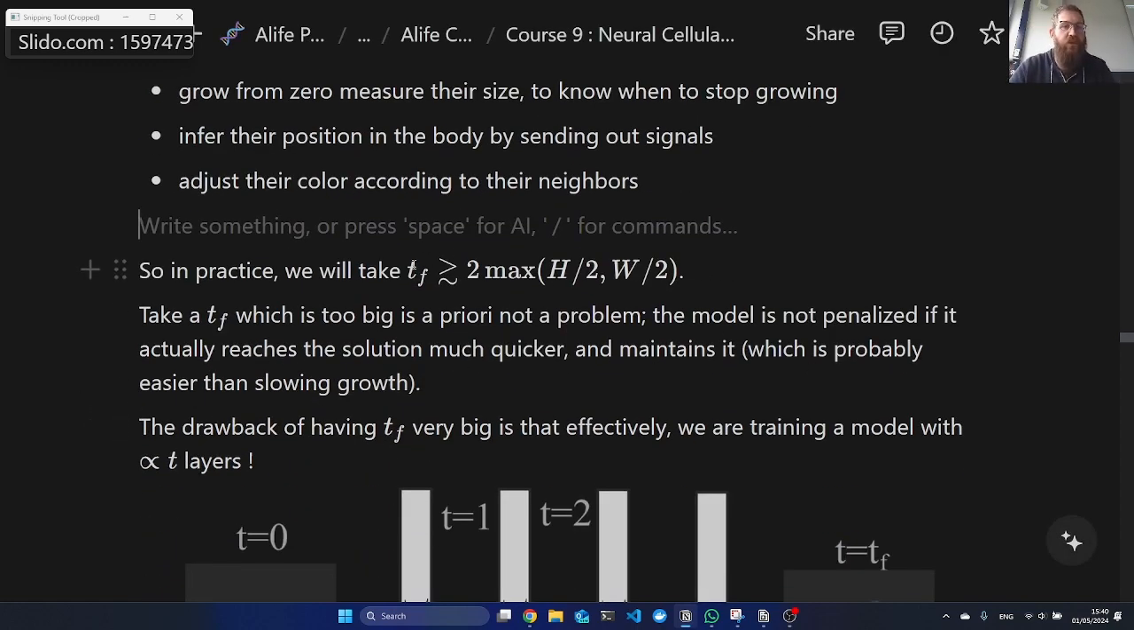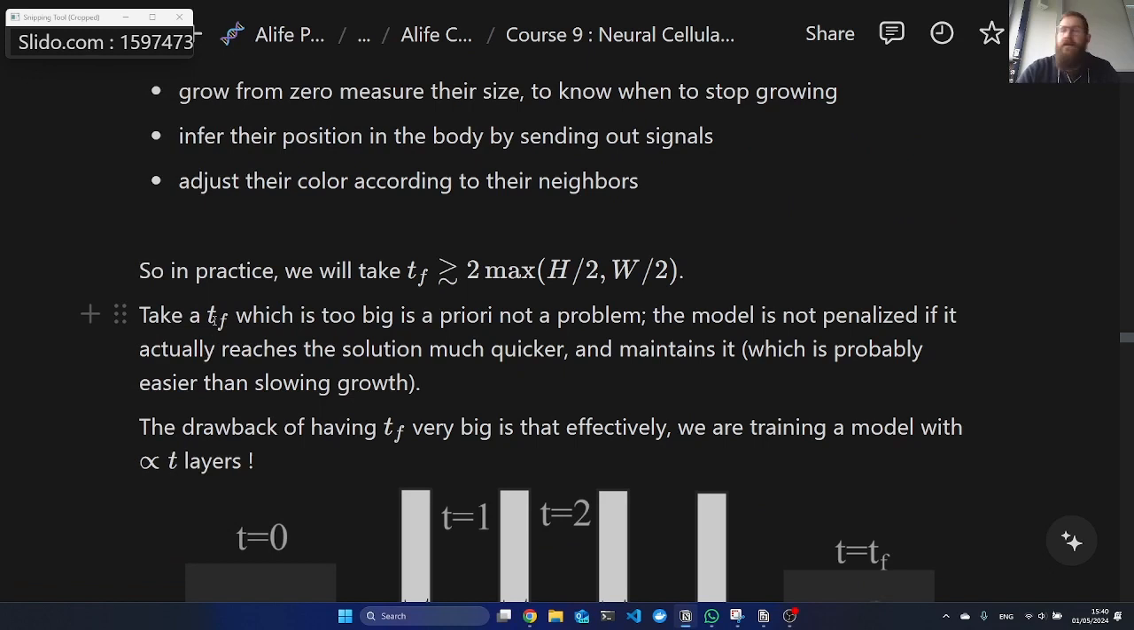So in practice, what we do is we take the final time to be roughly twice the minimal amount of time it would need to fill the image. Okay, this is just a rule of thumb. It's not something very rigorous, but that's the time we'll let it evolve.